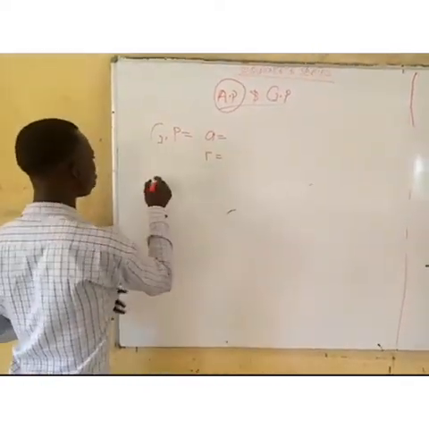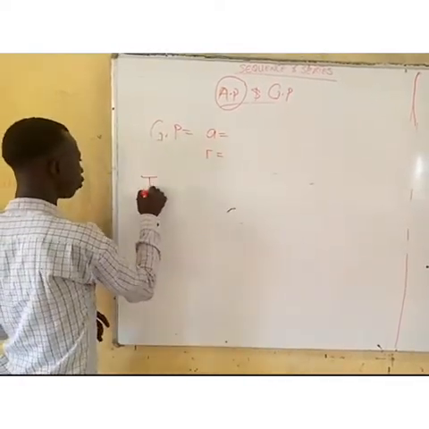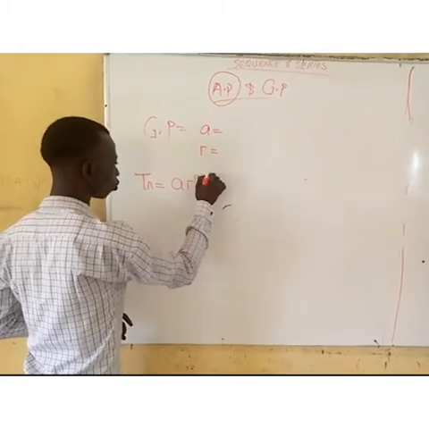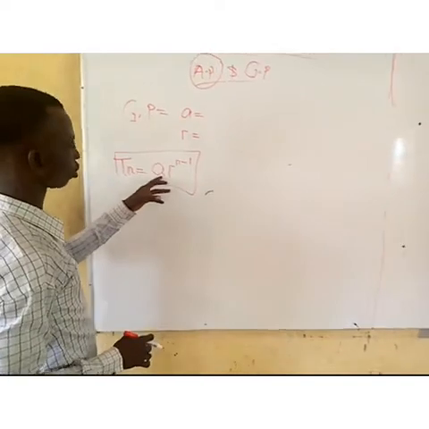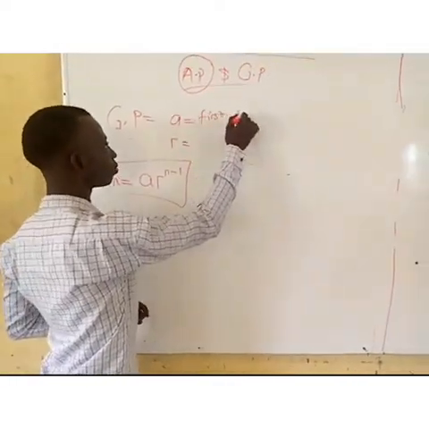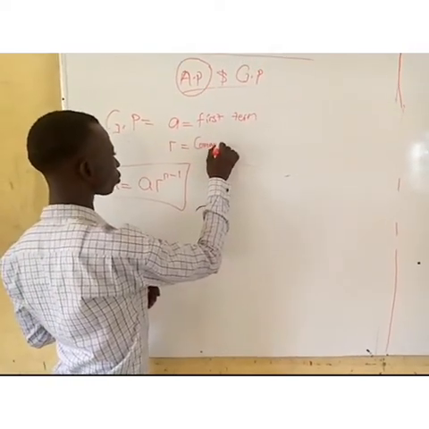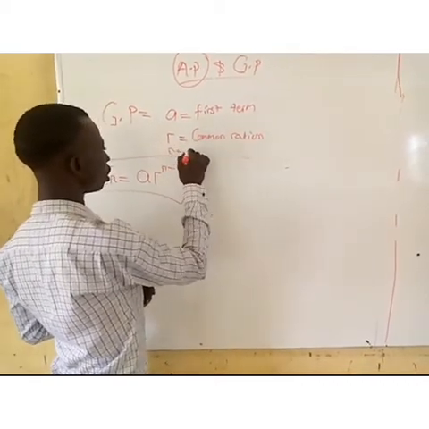So now to find an nth term in a GP, we illustrate the formula as Tn is equal to ar^(n minus 1). This is the formula to find any term in a GP. The a is the first term. R is the common ratio, and n is the number of terms.